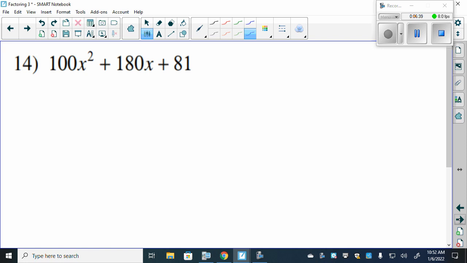I'm not going to make us work through this one here because it's going to work out the exact same, except the signs inside the parentheses will not be negative. They're going to be positive because the middle sign is positive. But any questions on these here?